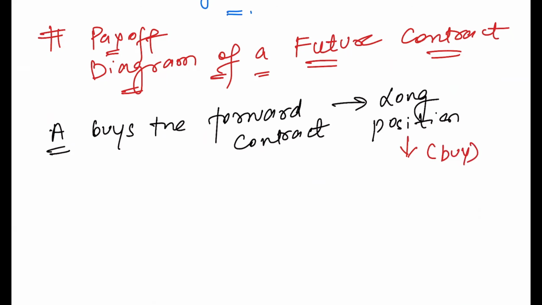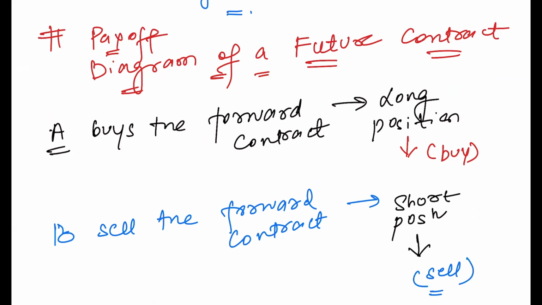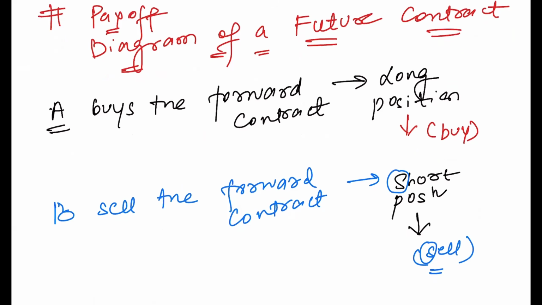And if party B is selling the forward contract, it means short position. Short is referred to as selling and long is referred to as buying. How I remember is: S for short, S for sell, so the opposite becomes buy. That's how I remember.